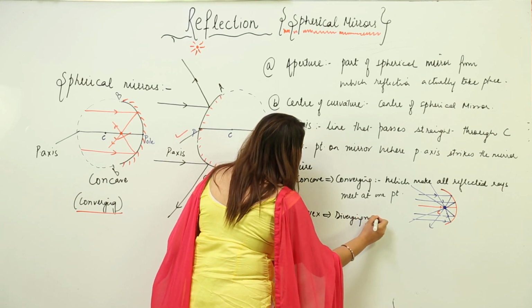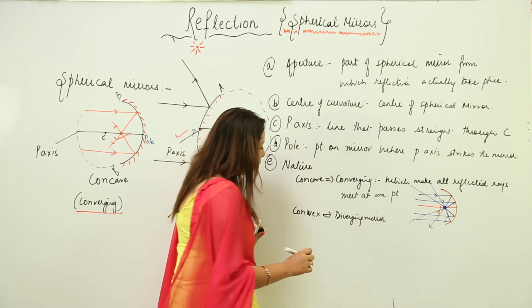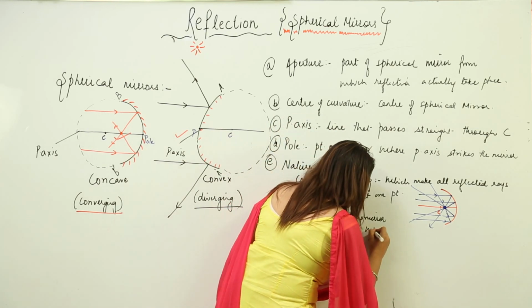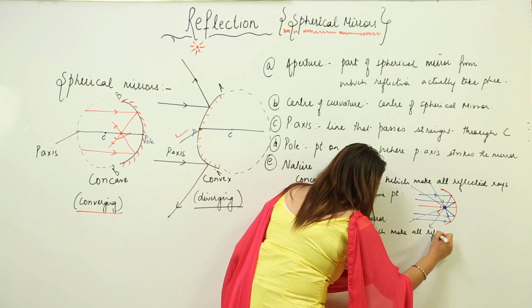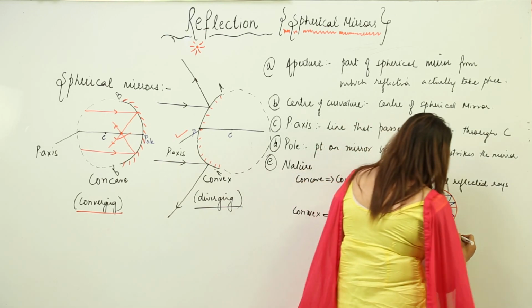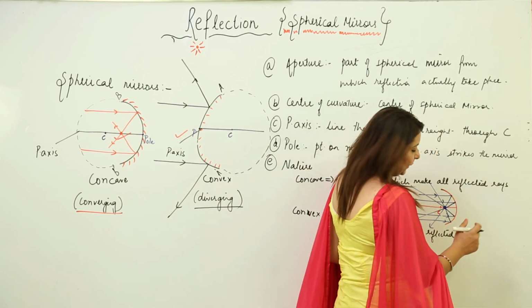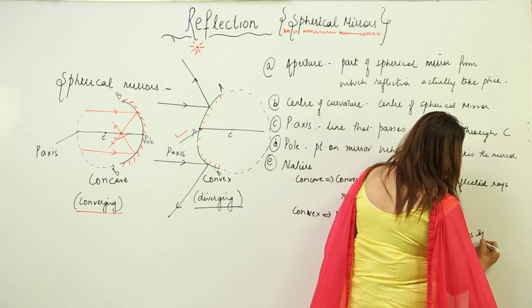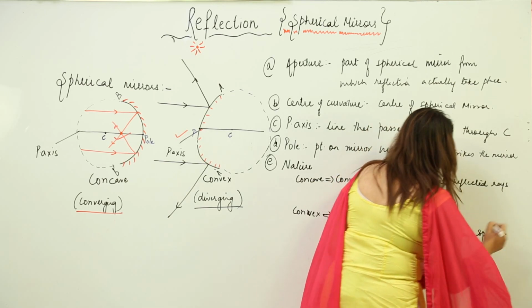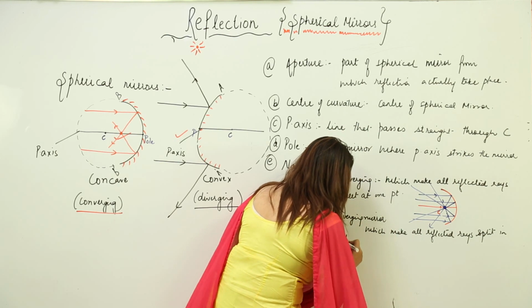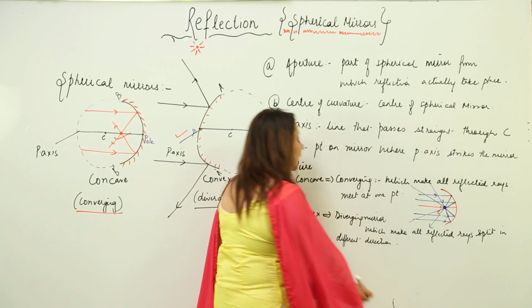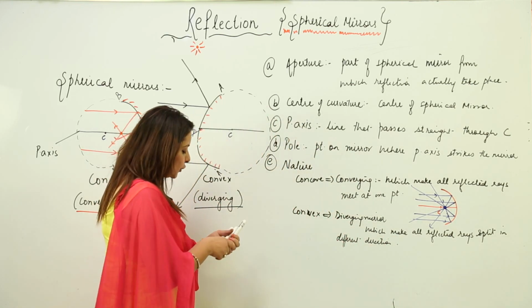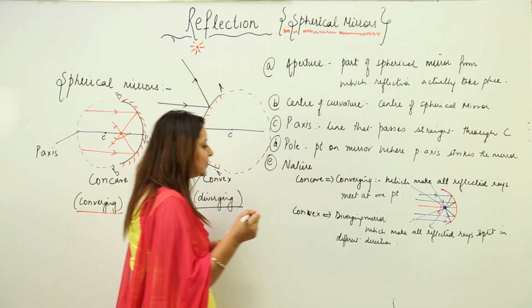Their nature remains the same. It never changes. So a diverging mirror is that which makes all the reflected rays, you need to mention what rays? Reflected rays. Makes all the reflected rays split in different directions. So that means if we talk about nature, concave is converging and convex is diverging.